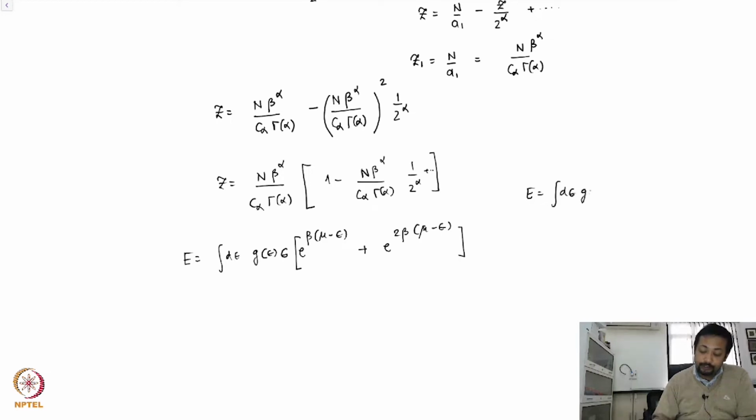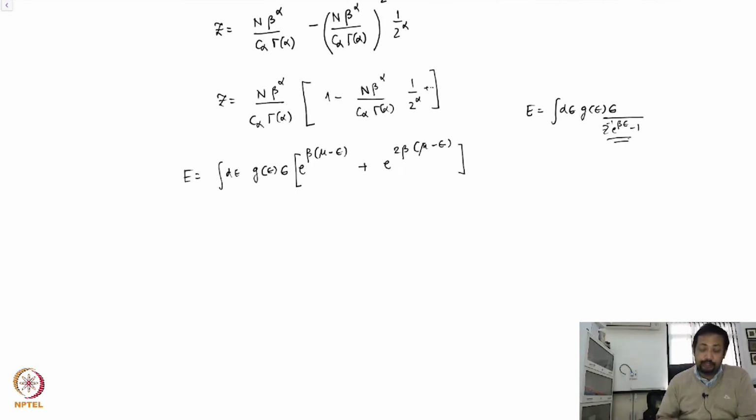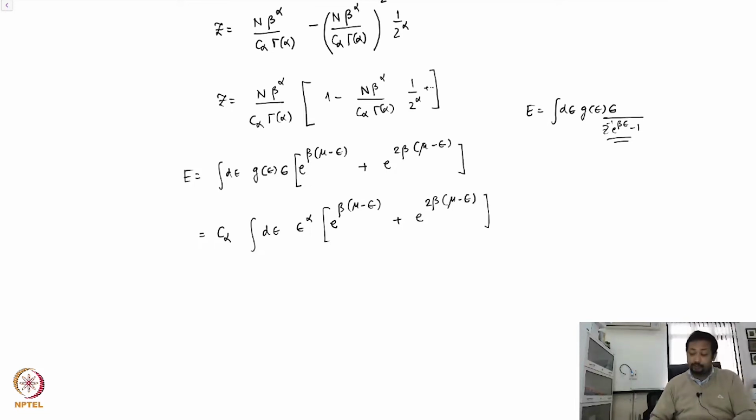That is ∫dε g(ε) times ε times 1/(z^{-1} e^{βε} − 1). And this is the part which we have essentially expanded. So that this becomes c_α ∫dε ε^α [e^{β(μ−ε)} + e^{2β(μ−ε)}]. There are higher order terms which we will ignore here.